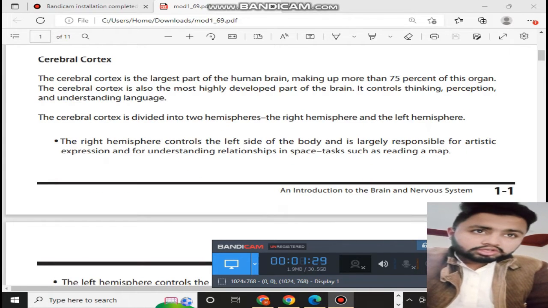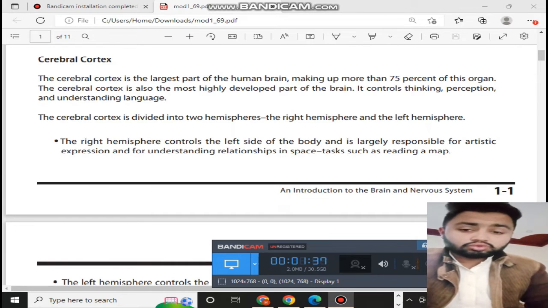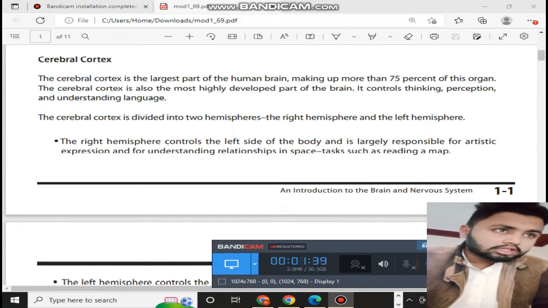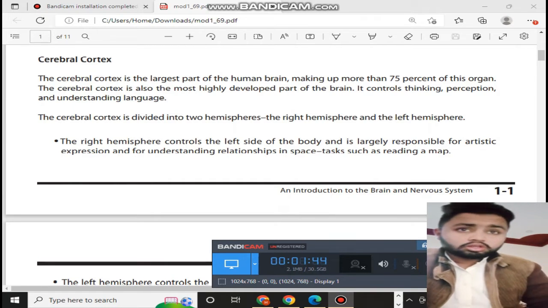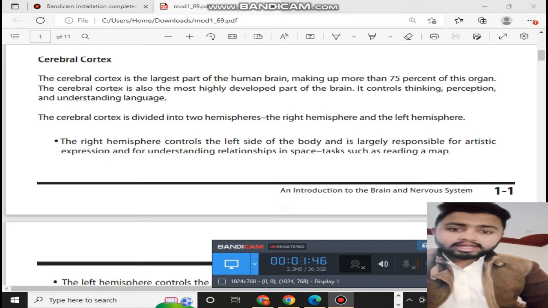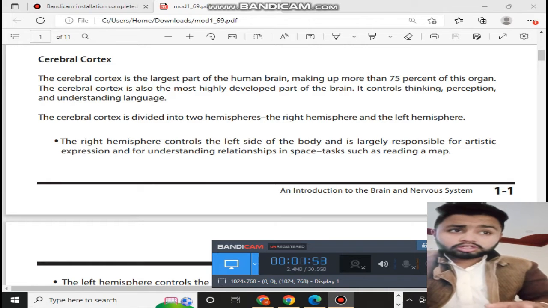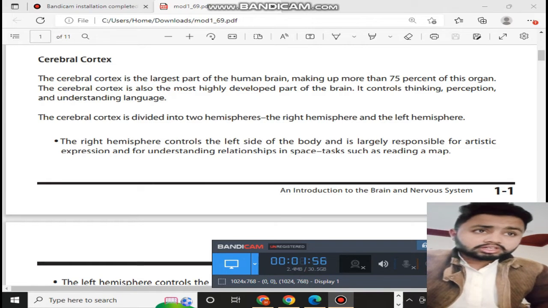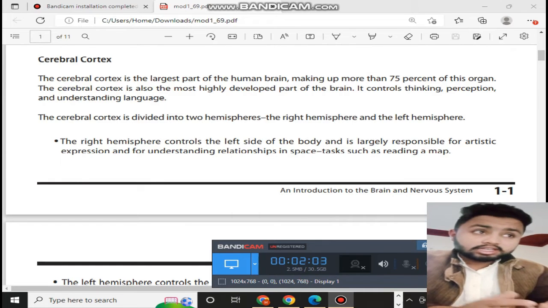The cerebral cortex is divided into two hemispheres, meaning two parts, the right hemisphere and the left hemisphere. Basically, the most important and major part of the brain is the cerebral cortex, and the cerebral cortex is also divided into two parts. The first one is the right hemisphere and the second one is the left hemisphere.